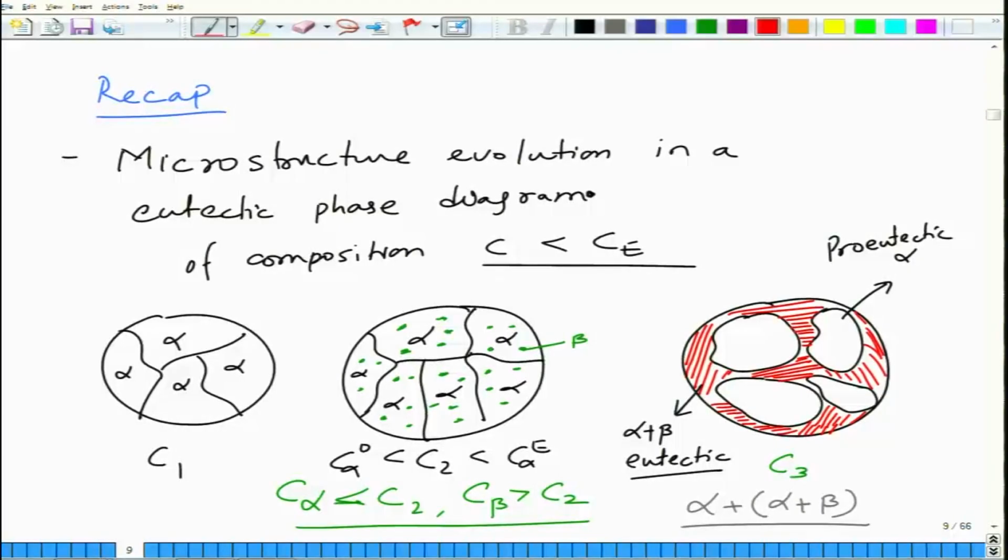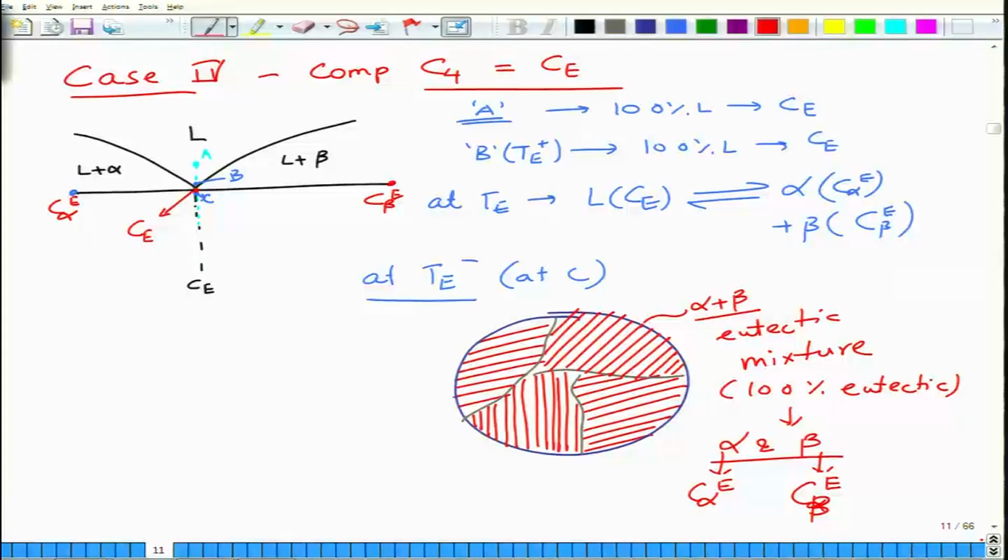Before we go to the third case, we go to case 4. In this case, we are at the eutectic composition where liquid of composition CE transforms directly into a mixture of alpha and beta. Since they form all of a sudden, liquid has to convert into alpha and beta together. It tends to form in an ordered fashion.